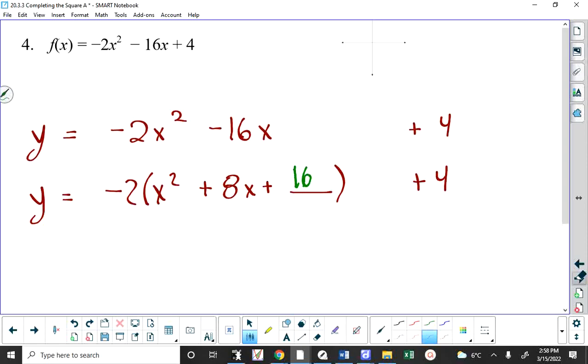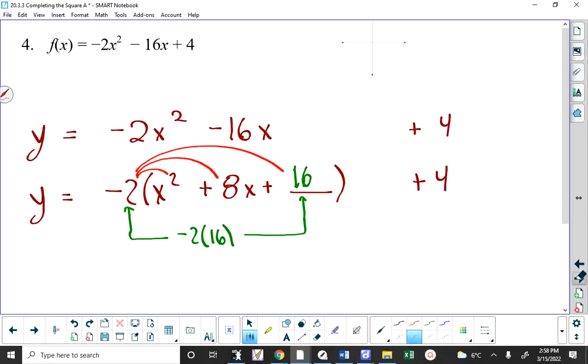Now I have written plus 16. That doesn't mean I've added 16. In fact, I haven't added anything at all here. I've really subtracted 32. Because if I take this number and this number and multiply them, why am I multiplying them? Well, I'm multiplying them because if I were to expand this out, I would have to multiply that -2 by everything, including the 16. So by me writing 16, I've really added -32 or taken away 32.